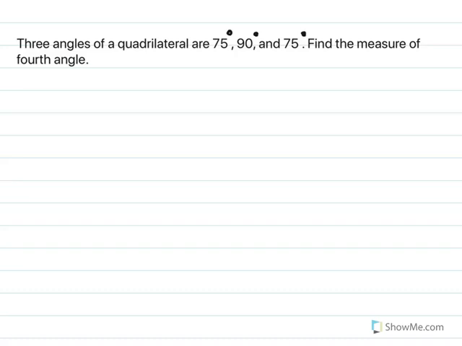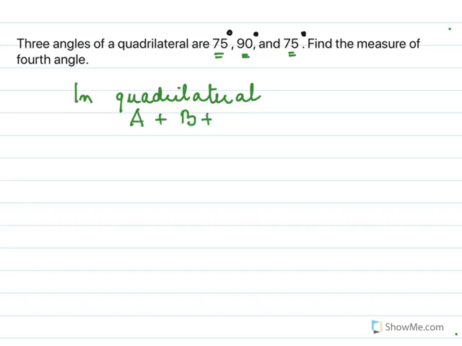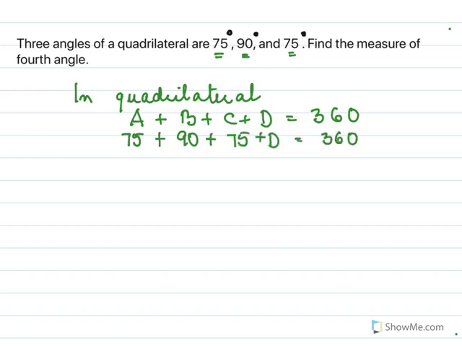The angles of a quadrilateral are 75, 90 and 75. Find the measure of the fourth angle. Now in a quadrilateral we have four angles, that is A plus B plus C plus D, and this is 360. So you have 75 plus 90 plus 75 plus D equal to 360.